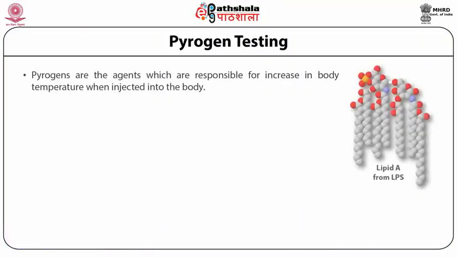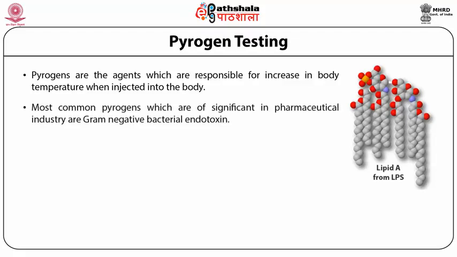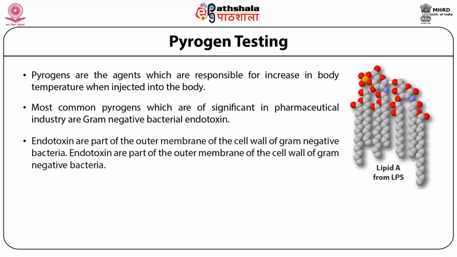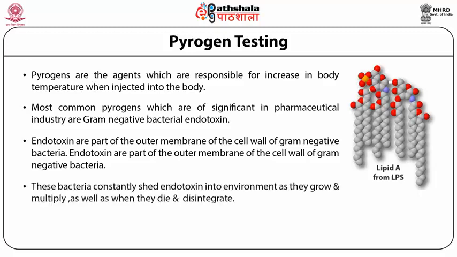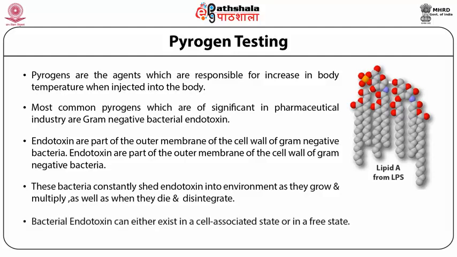Pyrogen testing. The pyrogens are the agents which are responsible for increasing body temperature when injected into the body. The most common pyrogens of significance in the pharma industry are gram-negative bacterial endotoxins. Endotoxins are part of the outer membrane of the cell wall of gram-negative bacteria. These bacteria constantly shed endotoxin into the environment as they grow and multiply, as well as when they die and disintegrate. The bacterial endotoxin can either exist in a cell-associated state or in a free state.